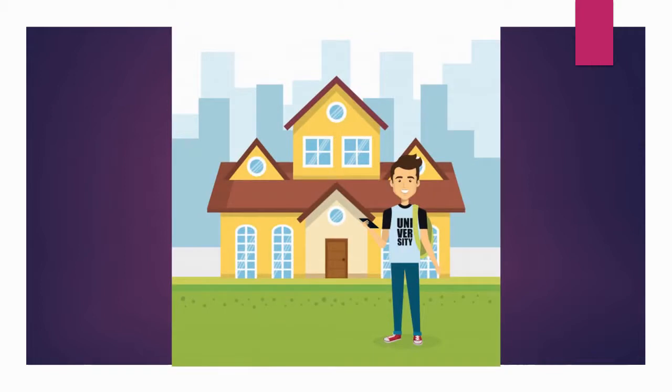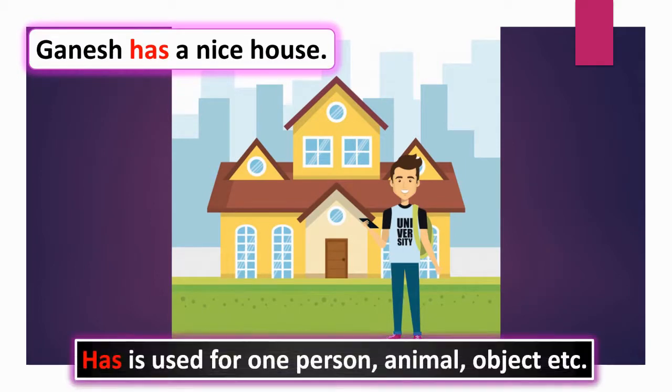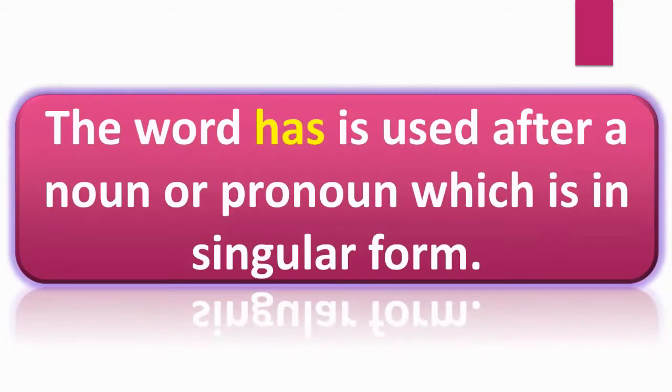What can you see in this picture? Ganesh has a nice house. Now, children, has is used with one person, animal, object, etc. Now, here Ganesh is only one person. So, has is used. The word has is used after a noun or pronoun which is in singular form.